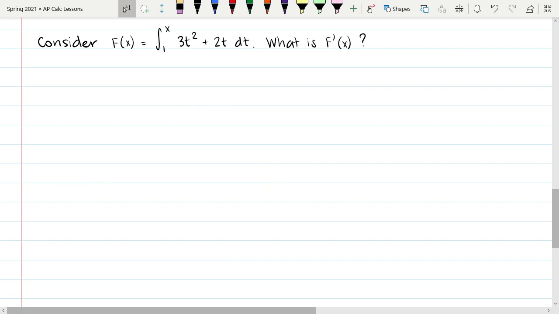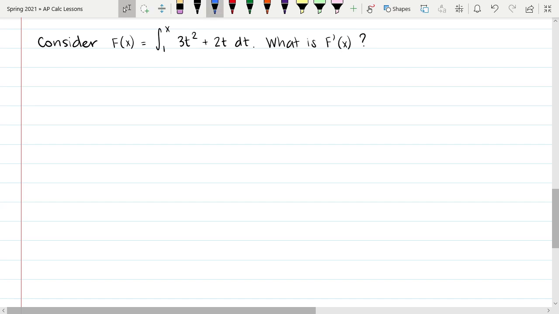Okay, so now that we've looked at several examples where we had a function defined as a definite integral, now let's start moving toward what the fundamental theorem of calculus part 2 really talks about. So consider the function f of x equals the integral from 1 to x of 3t squared plus 2t dt. And the question for you is, what is f prime of x, big F prime of x? What's that going to be?